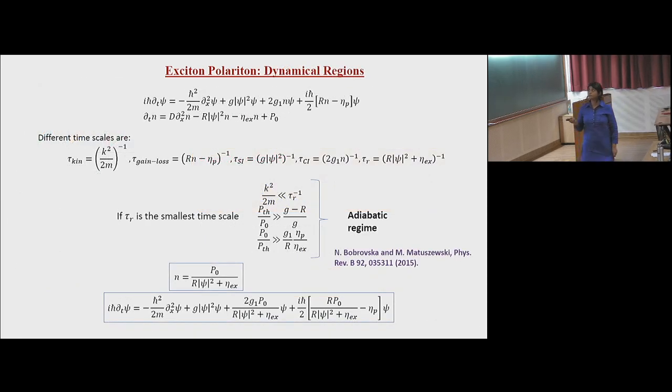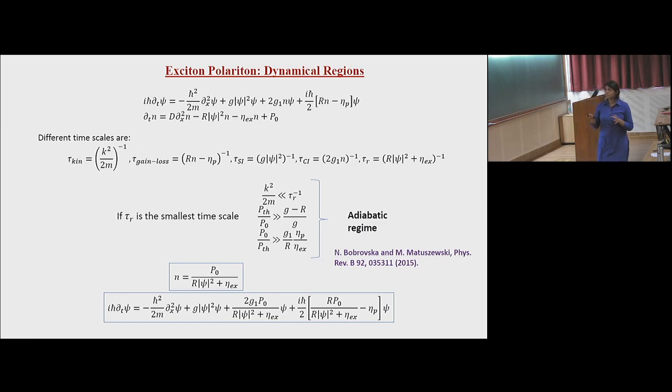So we are interested to study the dynamical regimes of the exciton-polariton condensate, and we can identify a few specific dynamical regimes if we see the different time scales associated in the equations. These are the different time scales, where each time scale is associated with the individual terms in the equations of psi and n, where this tau kinetic is basically associated with the kinetic energy term, gain loss is associated with the gain loss term, SI and CI are the self-interaction and cross-interaction time scales, and tau r is the reservoir time scale.